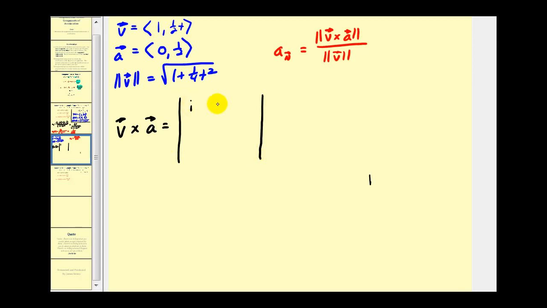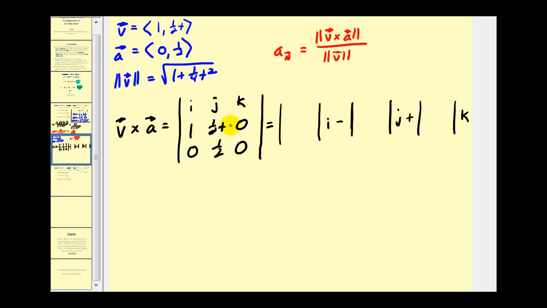So the first row will be i, j, k. The second row will be the components of v, so we'll have 1, 1/2 t, and the z component would be 0. The third row will come from a, so we'll have 0, 1/2, 0. We'll go ahead and use the cofactor expansion method to determine this.